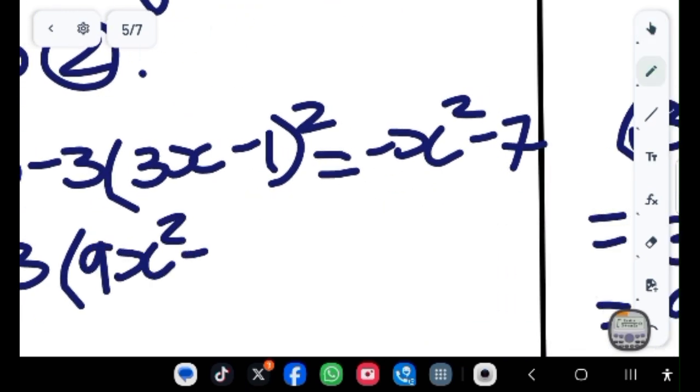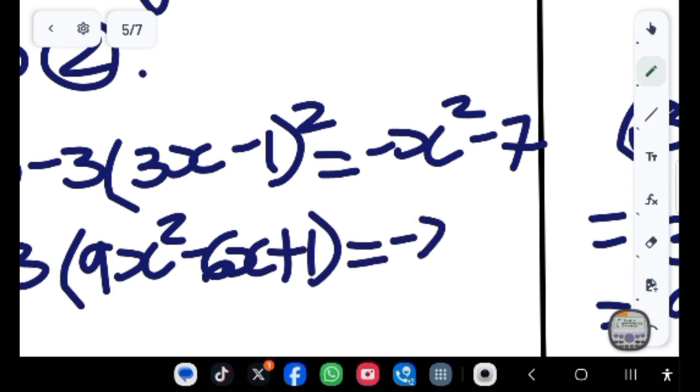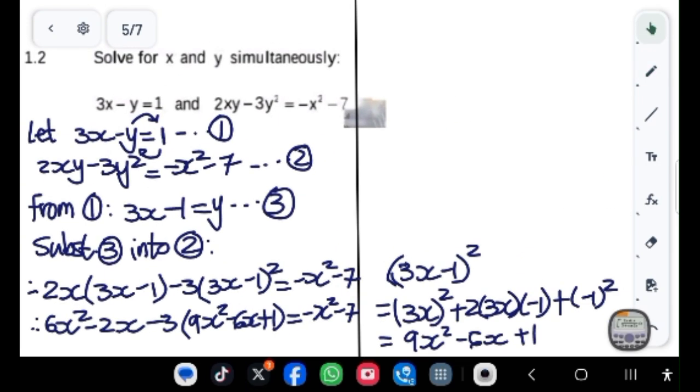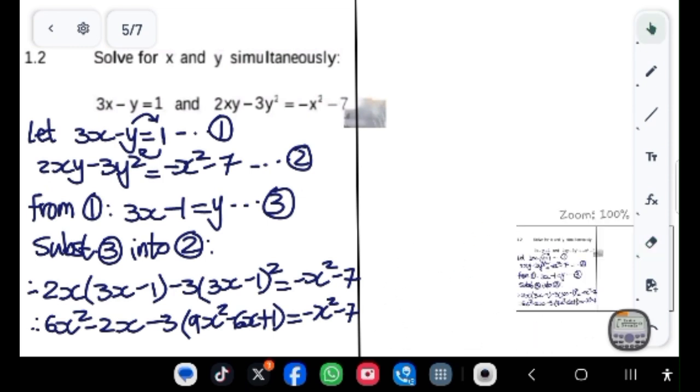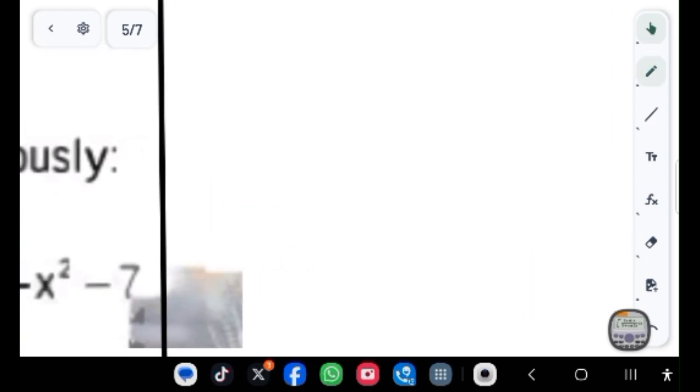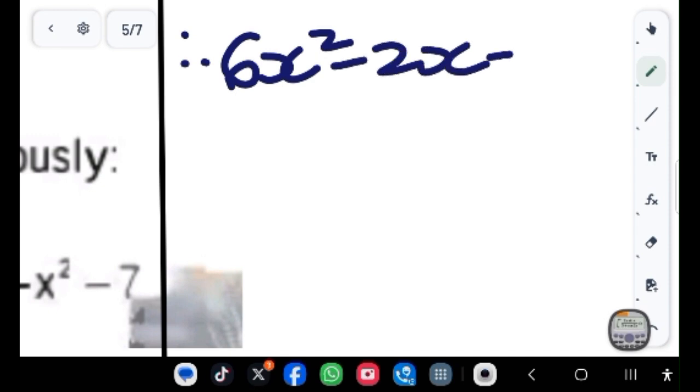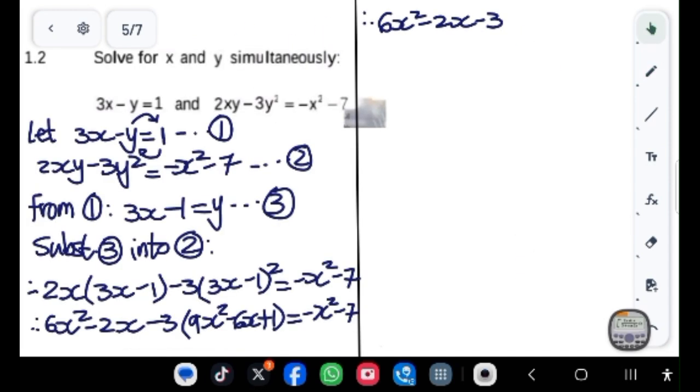9x squared minus 6x plus 1, that is minus x squared minus 7. Now let's expand that further. Let's multiply out. So that's 6x squared minus 2x minus 3. Therefore, 6x squared minus 2x minus 3. Let's just see. Yes. So that is 6x squared minus 2x.